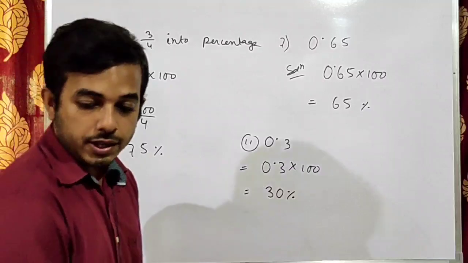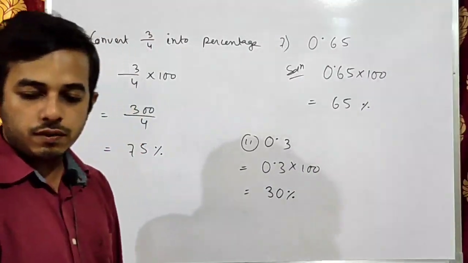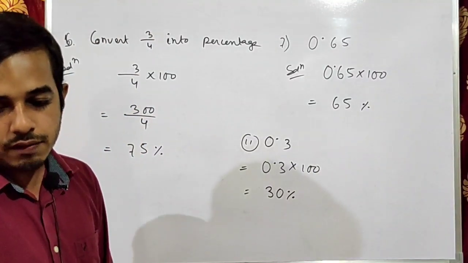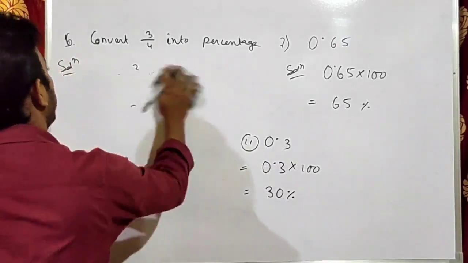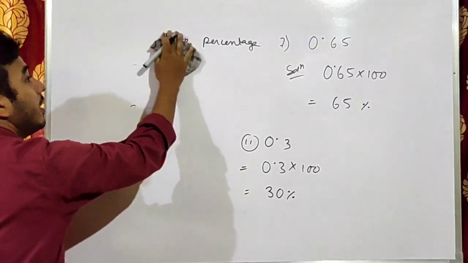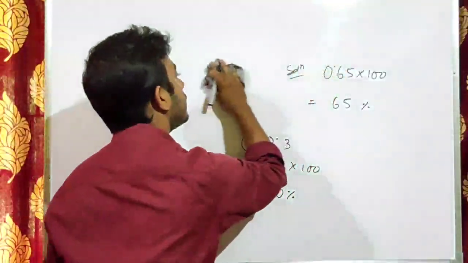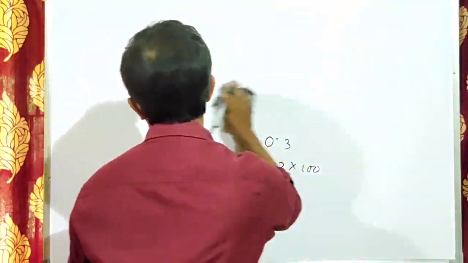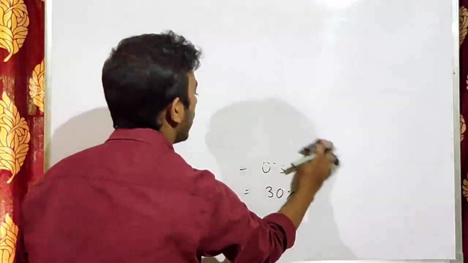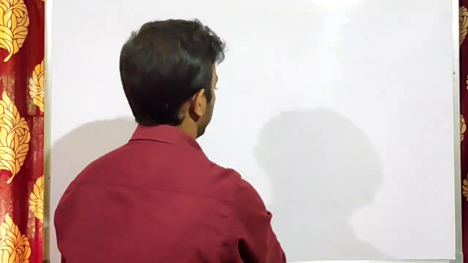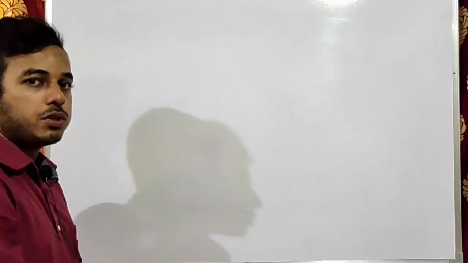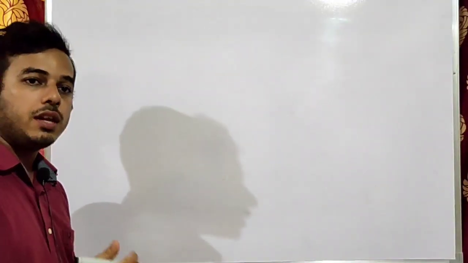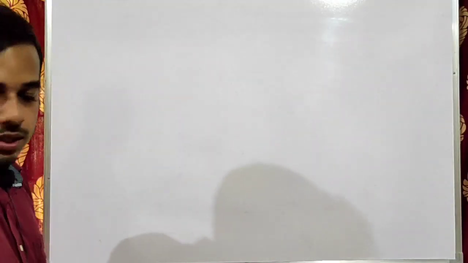Next, question number 8: what percent of 5 kg is 50 gram? No problem. Now, as I told you earlier in the previous class, of means into, and is means equal. Remember this thing. These are the codes. We have to decode the question into an equation, and then we can solve the equation.